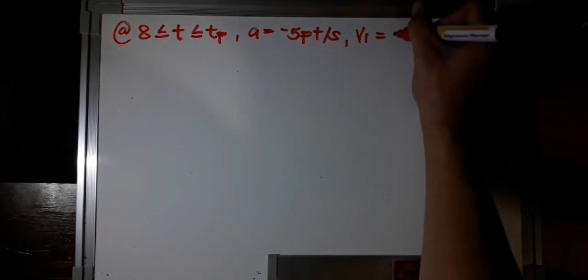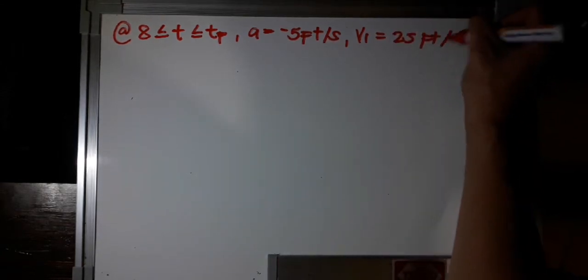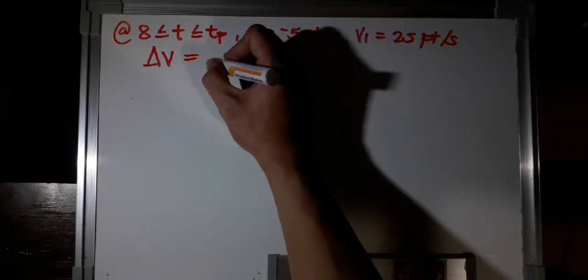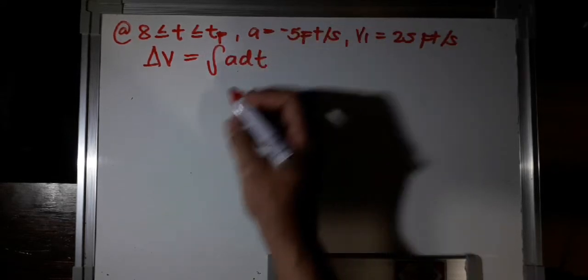And then for the next one, we have at 8 seconds to the unknown time or the final time, tf. So in this one, we have an acceleration of negative 5 feet per second. And then again, the initial velocity that we are going to use is the velocity in 8 seconds, which is 25 feet per second. So again, formula for change in velocity, we have integral of a dt.